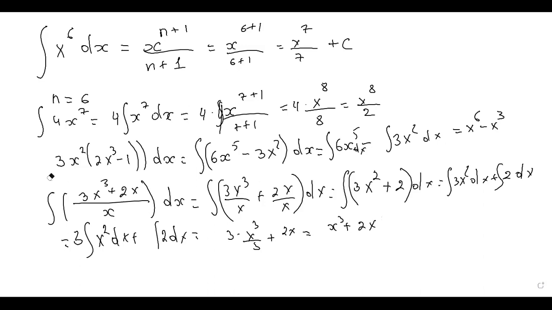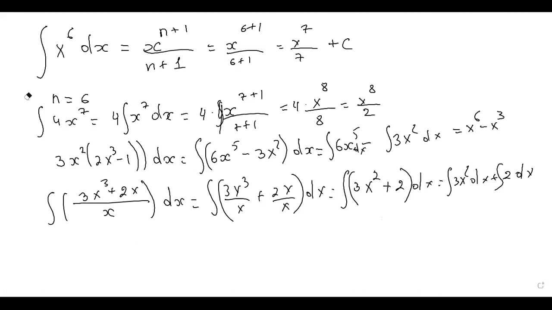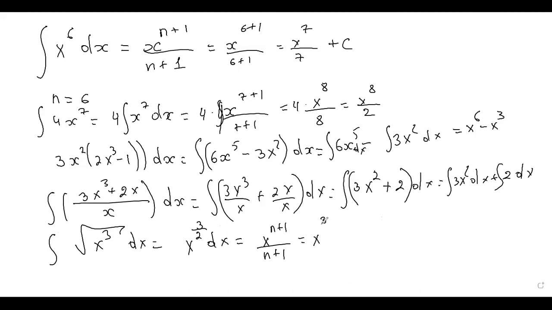Now let's do another example. If something is under the square root, the integral of the square root of x cubed dx, from the radical to exponent rule, we know that we can write it as x to the power of 3 divided by 2 dx. Again, we can use our power rule. So that will be x to the power of 3 divided by 2 plus 1. So x to the power of 5 over 2, divided by 5 over 2.